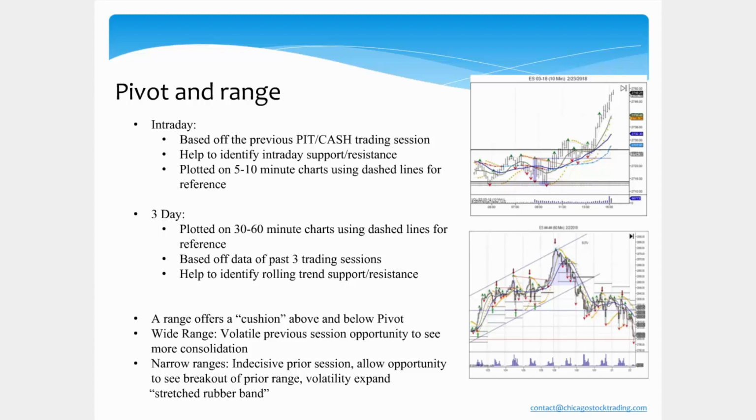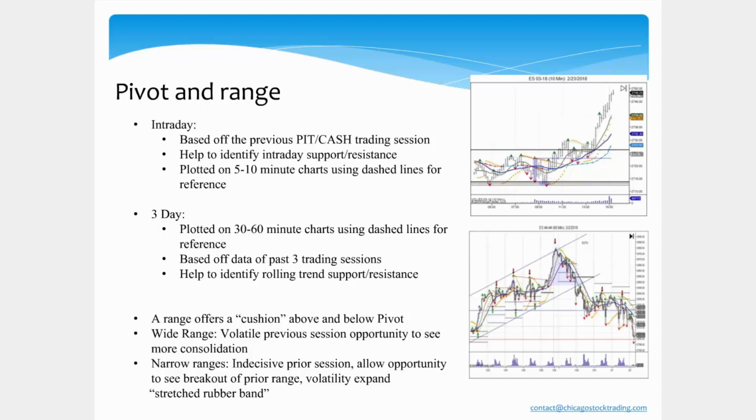The 3-day pivots are plotted on a 30 and a 60-minute chart, and they're based off of data from the past 3 trading sessions. So these are good if you're seeing a momentum or a trend in the market. These account for data from the last 3 days, so they have a little bit more weight to them. If you have a 3-day pivot that's below the market and an intraday pivot that's above the market, those 3-day pivots will be stronger support, since they're based off of data from the last 3 days, and it's most likely an area to try to defend that trend.